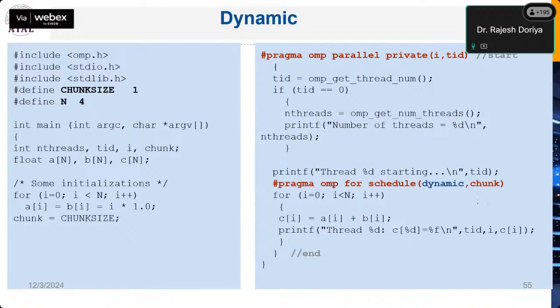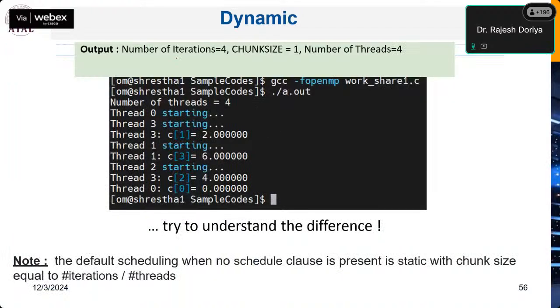This time the only change is that the schedule has become dynamic instead of static. Now, if we execute the program with the dynamic strategy with the number of iterations 4, chunk size 1, and the number of threads as 4, look carefully at the output. What is happening?